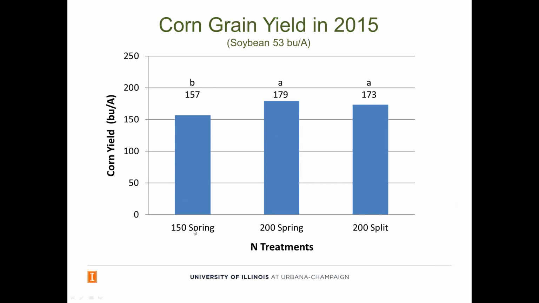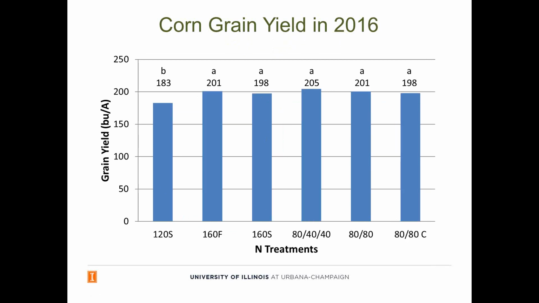Of course, remember it's a higher N rate in the first year because of second-year corn, but nonetheless, the 75% rate did cost us 20 bushels of corn, and there's no difference between all in the spring or split application that year. Soybean, no treatment effect, and averaged about 53 bushel per acre across the plots.